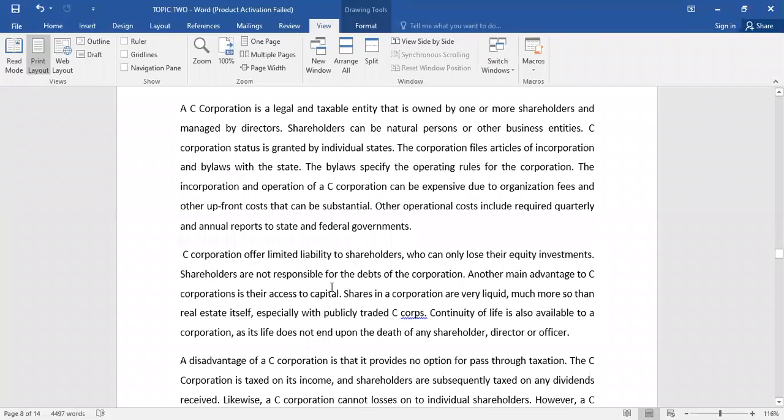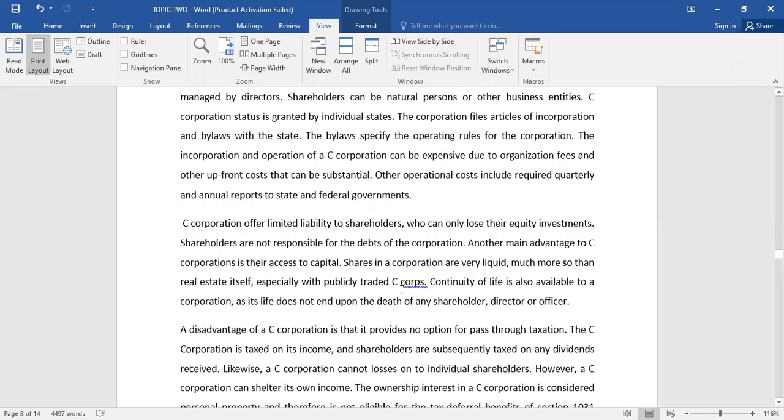But a C corporation offers limited liability to shareholders. That's a good thing to note. The only disadvantage of a C corporation is that there is no option for pass-through taxation. You have to pay tax.